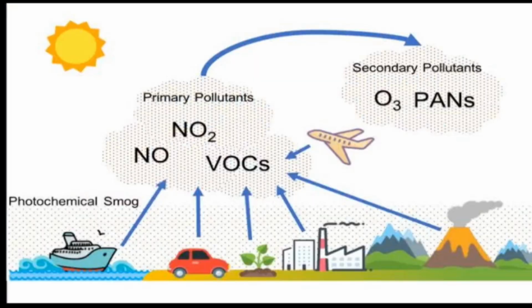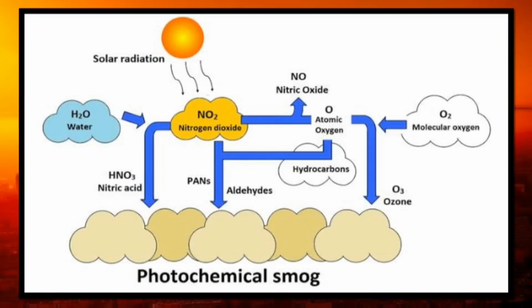Nitric oxide, NO, and nitrogen dioxide, NO2, are emitted from the combustion of fossil fuels, along with being naturally emitted from things such as volcanoes and forest fires. When exposed to ultraviolet radiation, NO2 goes through a complex series of reactions with hydrocarbons to produce the components of photochemical smog, a mixture of ozone, nitric acid, aldehydes, peroxyacyl nitrates, PANs, and other secondary pollutants.